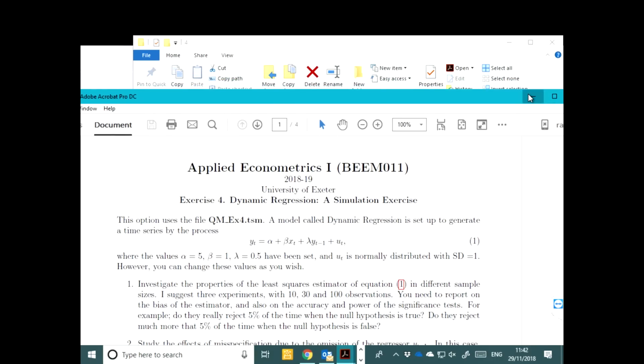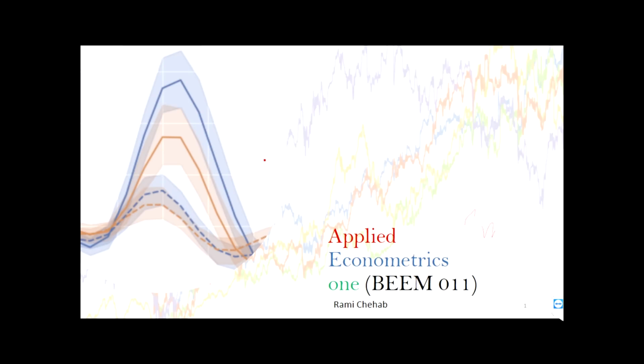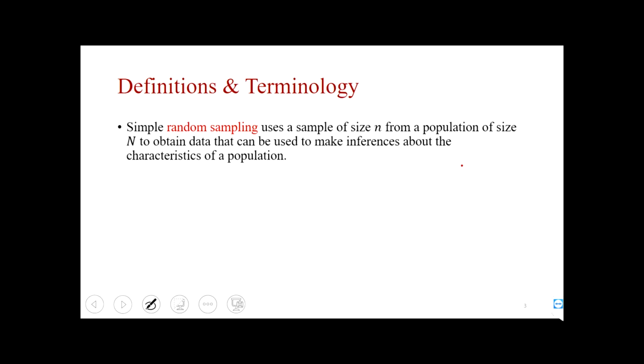Now, what I really want to focus on is this presentation, which I think is quite important, and then we can go into the details of using it. So let's remember some definitions and terminologies. A simple random sampling uses a sample of size n from a population of size N, so this is small n and this is a big N, to obtain data that can be used to make inferences about a certain characteristic.